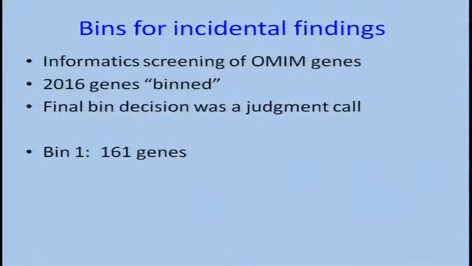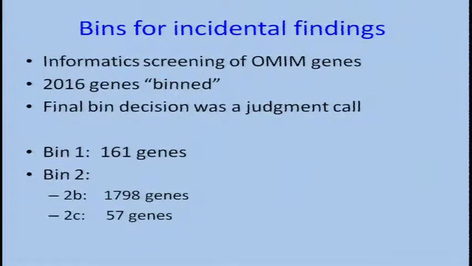So bin 1 ended up being 161 genes, bin 2B ended up being 1,798, and bin 2C was 57 genes. And I think that reflects the fact that most genetic disorders don't have a clearly definable treatment or something that we can do to benefit the person. And most genetic disorders are not terribly worrisome in terms of their potential effect on the person's psychosocial well-being.